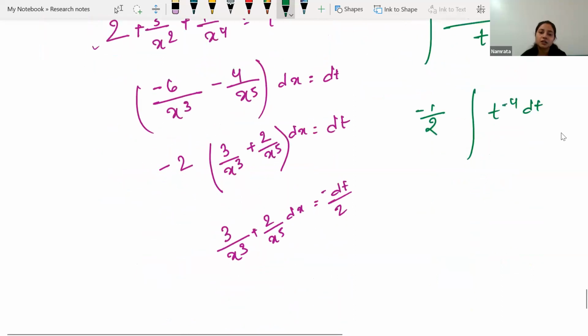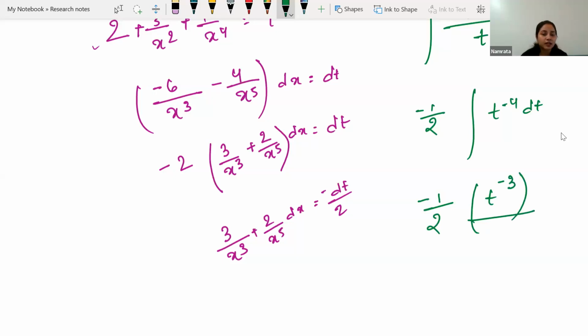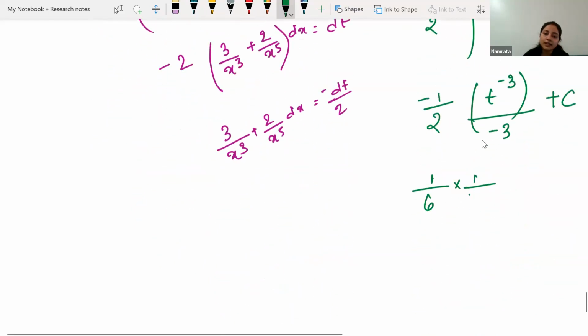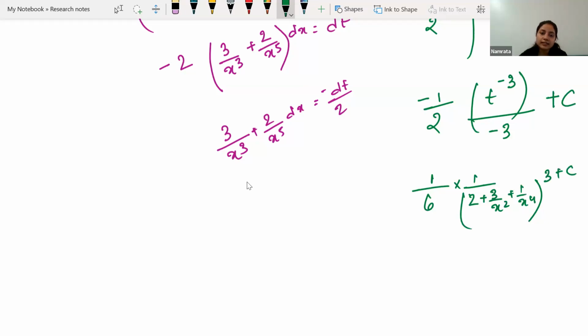Like this, we take x to the power n plus 1 by n plus 1. So negative 1 by 2, t to the power minus 4 plus 1, that will be minus 3, over minus 4 plus 1, again that will be negative 3, right? Plus the constant of integration. Of course, this 3 and the negative signs will absorb each other. We will have 1 by 6 t to the power minus 3, which we can write as 1 by t cube. What is t? t is 2 plus 3 by x square plus 1 by x to the power 4, that whole power 3, plus c. Let's see the options.